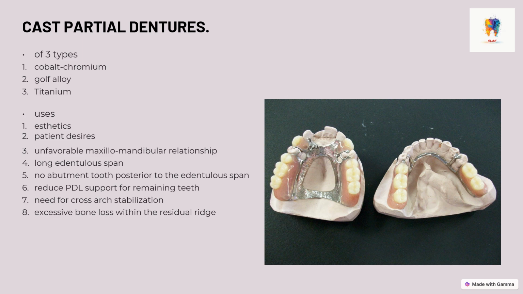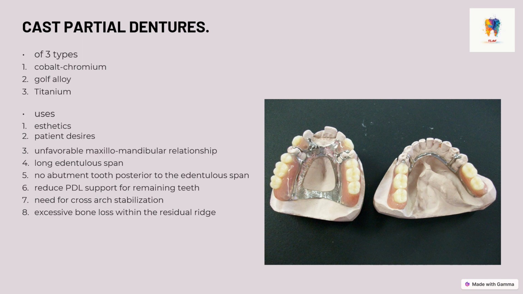Patient desires: a patient walked in and you gave him all kinds of options, like we have acrylic dentures, cast dentures, and then flexi dentures. So he opted for cast partial dentures or he opted for acrylic partial dentures. So it also depends on the patient what kind of denture he or she wants. So, patient desires, unfavorable maxillomandibular relationship, long edentulous span, no abutment tooth posterior to the edentulous span.